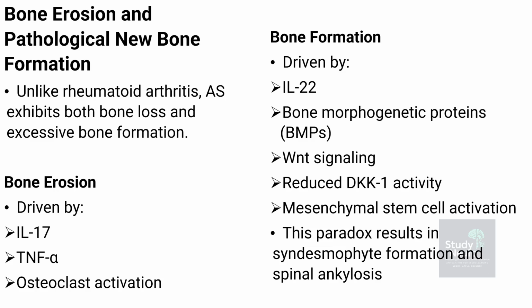At the same time, pathways that normally regulate bone growth become overactive, including interleukin 22, bone morphogenetic proteins, WNT signaling, reduced activity of Dickkopf-related protein 1, and activation of mesenchymal stem cells, which together stimulate abnormal new bone formation and eventually produce syndesmophytes that can fuse the spine. This process leads to spinal ankylosis.